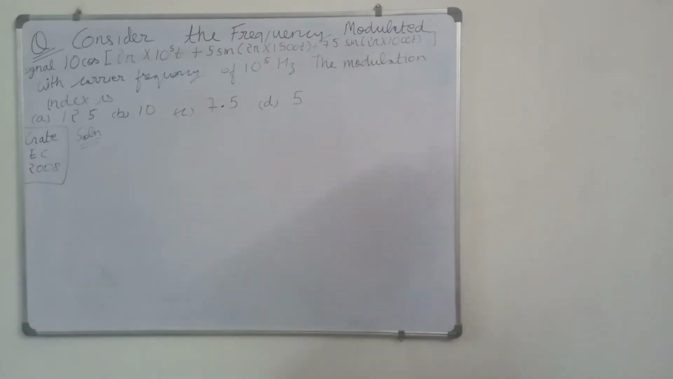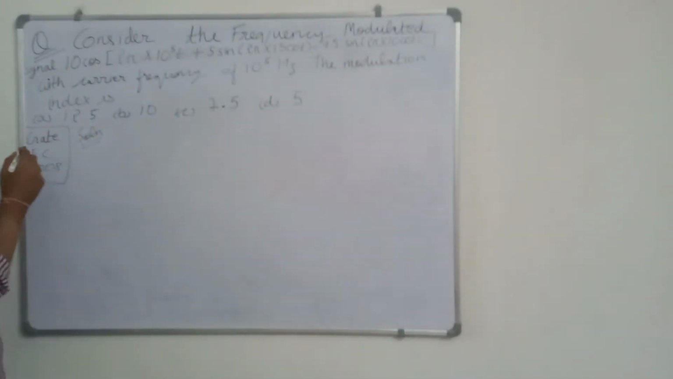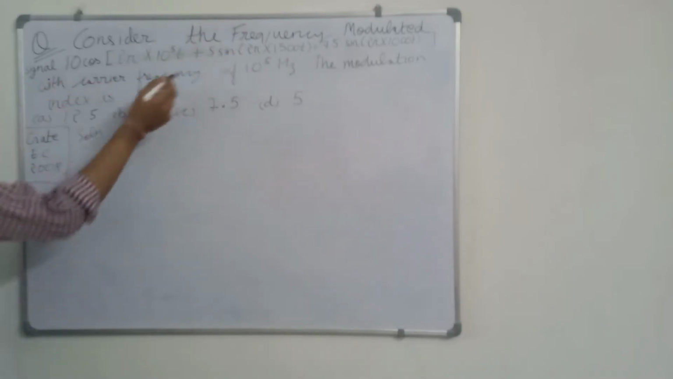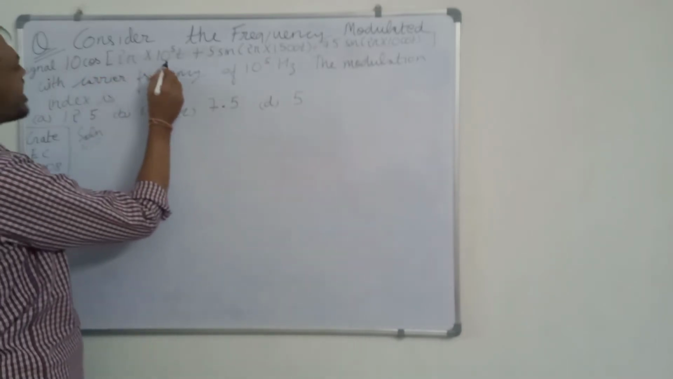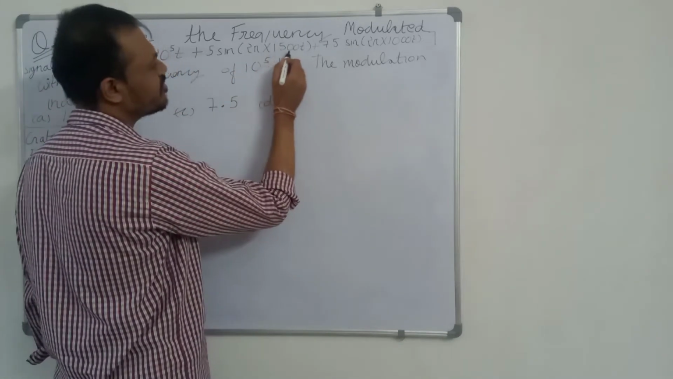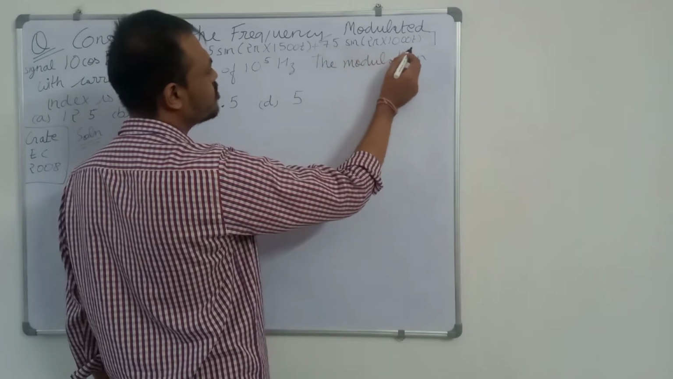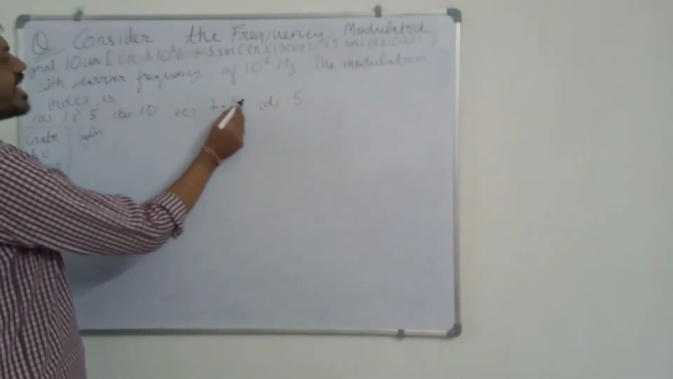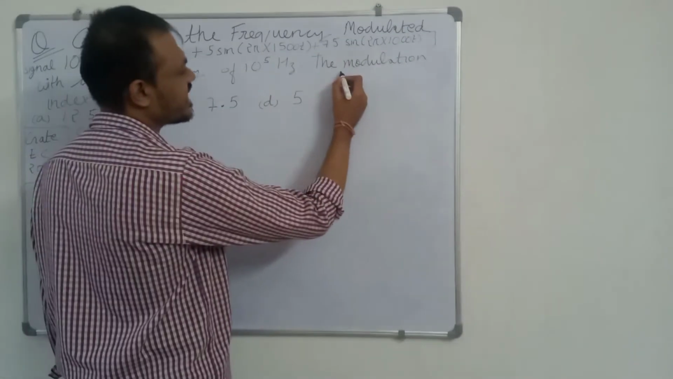This question is from GATE 2008 Electronics. It says, consider the frequency modulated signal: cos of 2 pi into 10 to the power 5 t plus 5 sin 2 pi into 1500t plus 7.5 sin of 2 pi into 1000t, with carrier frequency of 10 to the power 5 Hz. We have to find the modulation index.